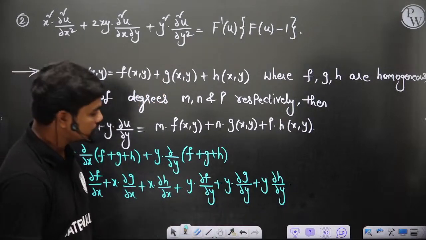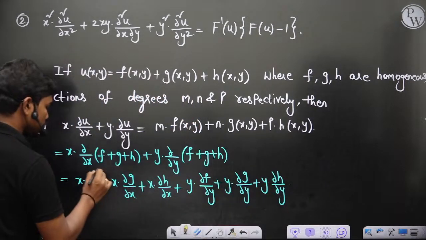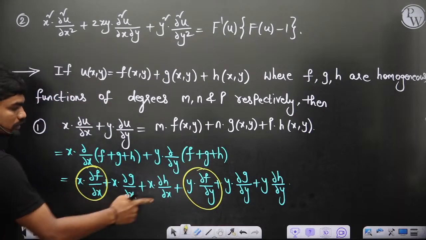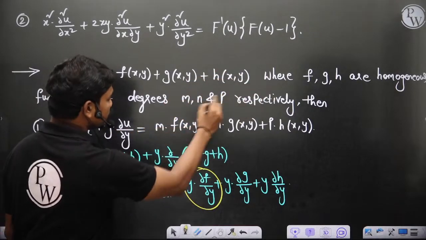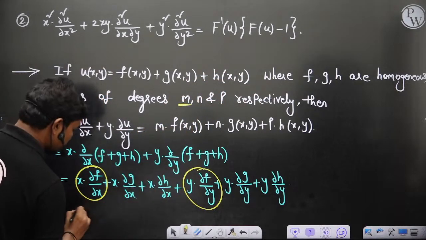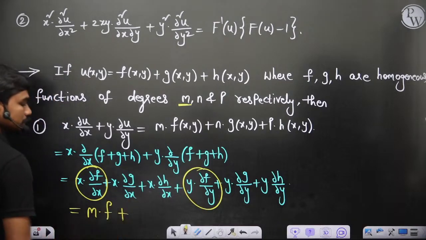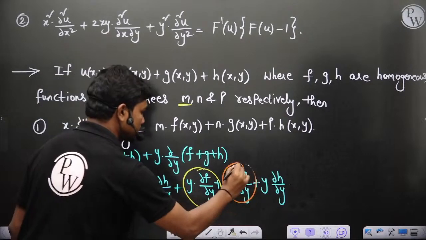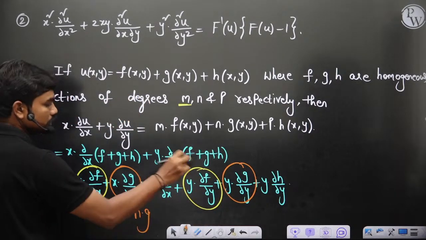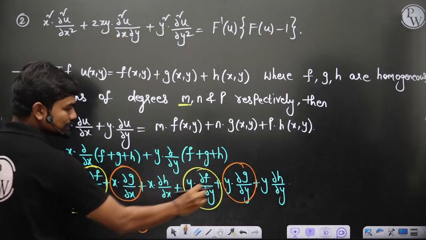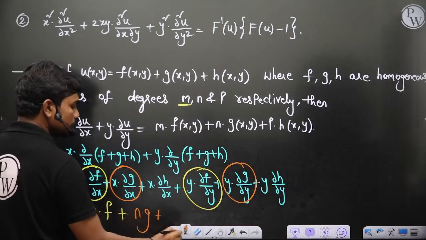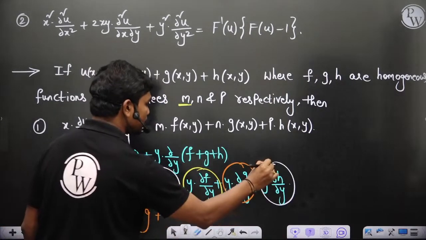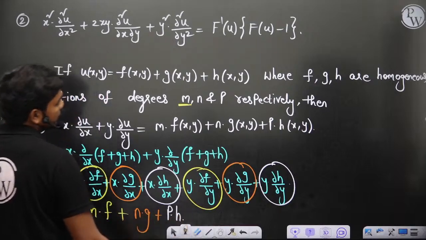Once you understand this, combine the first and the fourth term: x into dou f by dou x plus y into dou f by dou y. This f is a homogeneous function of degree m, so these two terms sum to m times f. Then this term plus this term gives you n times g, because if g is a homogeneous function of degree n, x into dou g by dou x plus y into dou g by dou y gives n times g. Then this term and this term, if you sum up, give you p times h. So that's what you have.